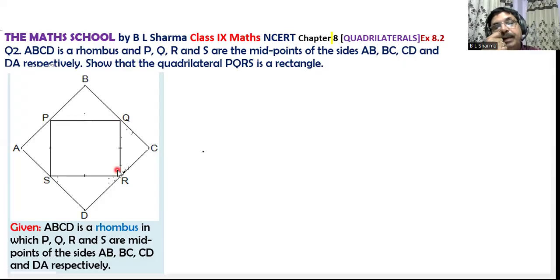This can be done in many ways, but out of many ways, I have to take only one way. Or there are other ways also: first we can prove PQRS is a parallelogram, and if we can prove one angle is 90 degrees, then it will be a rectangle. See, what construction is required and what is to prove.